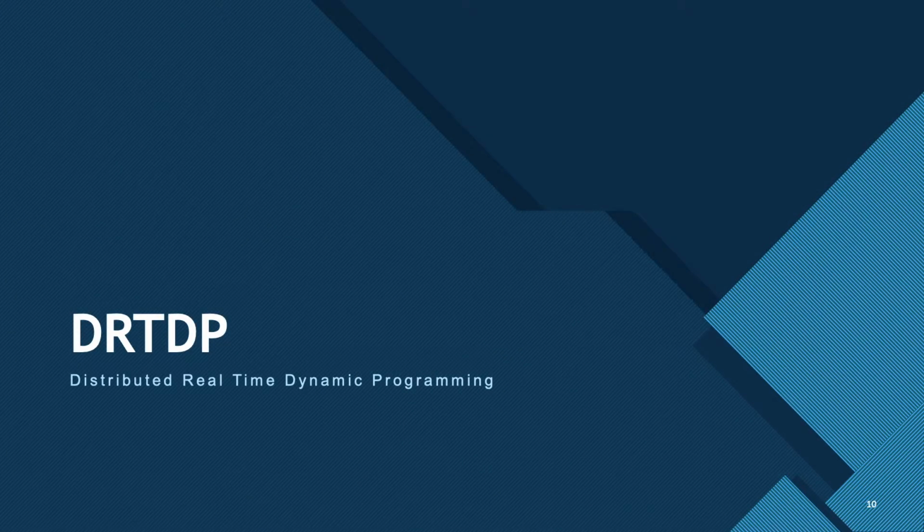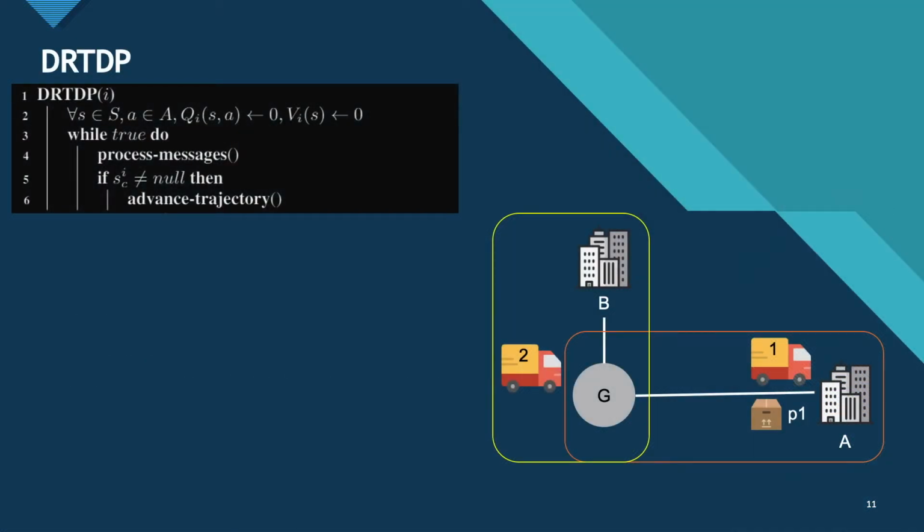Our algorithm is called Distributed Real-Time Dynamic Programming, and as the name suggests, it is based on the RTDP algorithm for solving MDPs. Like RTDP, we run simulated trajectories through the state space. Unlike RTDP, we have multiple agents where one agent advances the trajectory each step. Let's look at the algorithm for agent I.